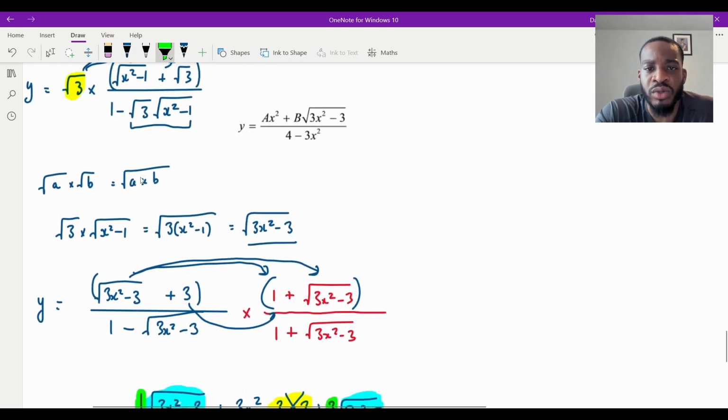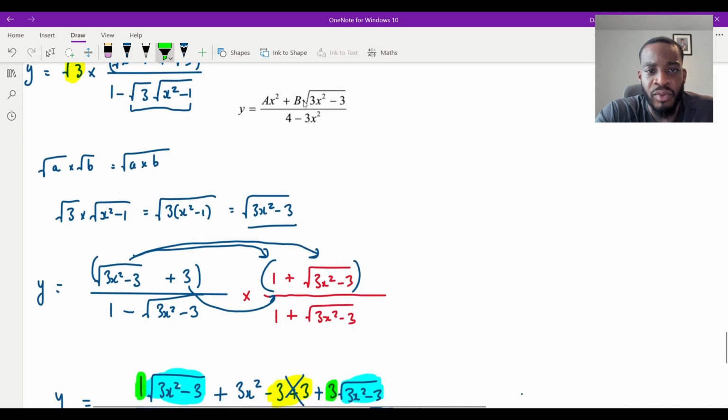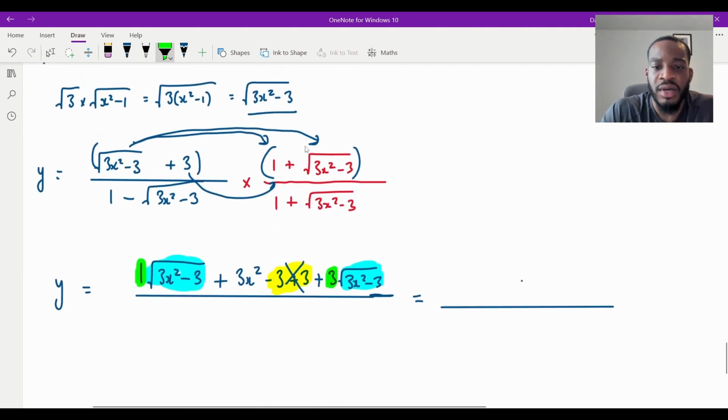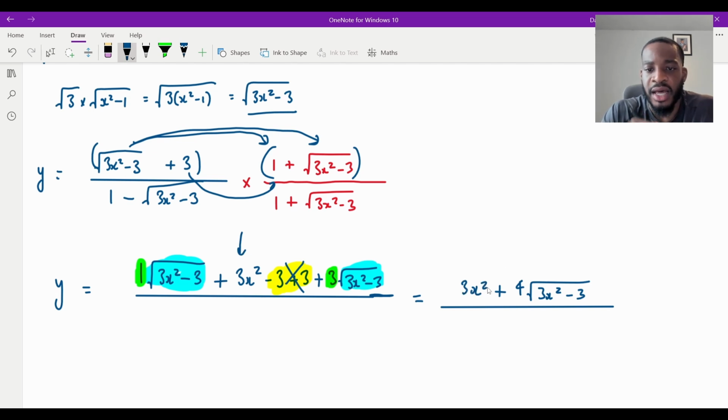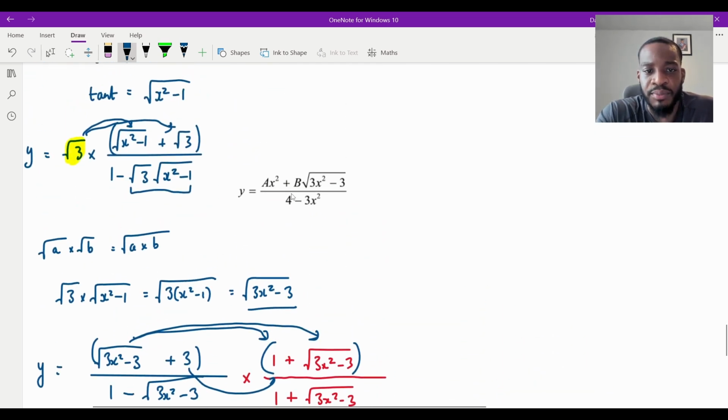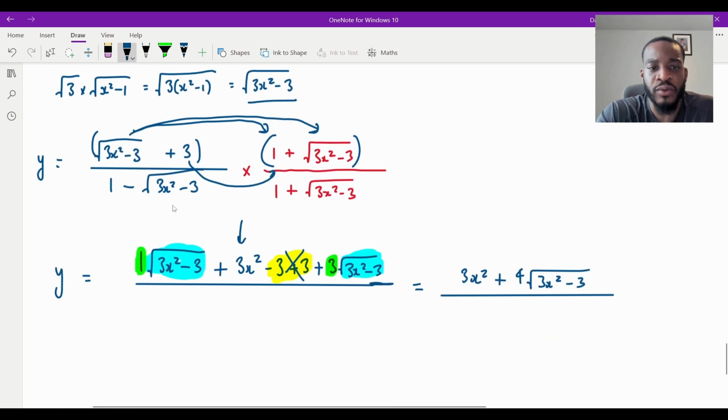So that's good. Because that means I'm going to have plus 4 lots of root 3x squared minus 3. And then what's left is that 3x squared term, which will go there, like that. And that numerator is perfect, isn't it? So all we need to do now is just show that we get 4 minus 3x squared on the denominator by just doing this here.